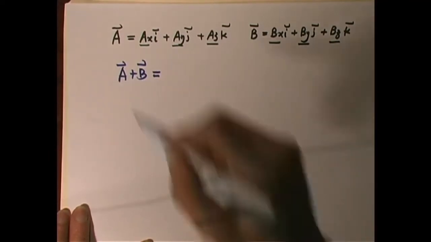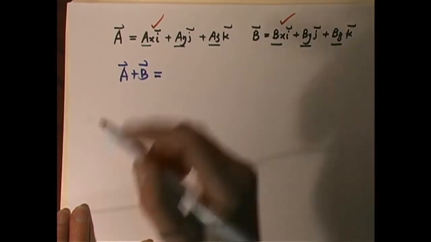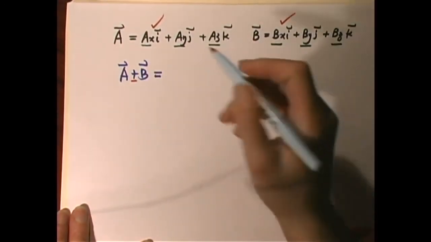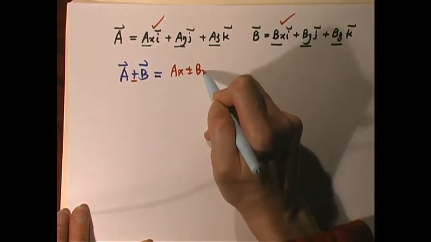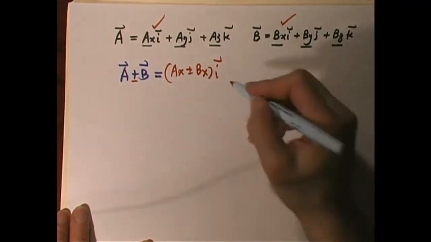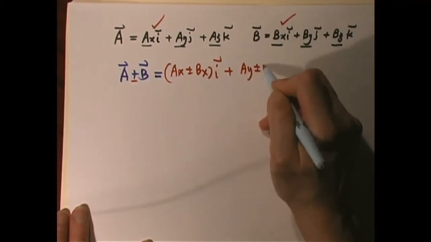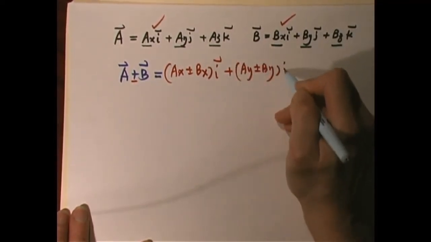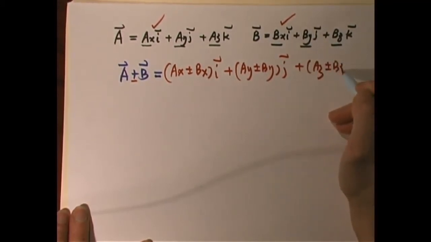It is the x term, the i term, added together because that is the x direction. And then the y term. So if we want to do A plus or minus B, it is simply Ax plus or minus Bx. It is the i term added or subtracted. And then the j term, Ay plus or minus By of j, and Az plus or minus Bz of k.